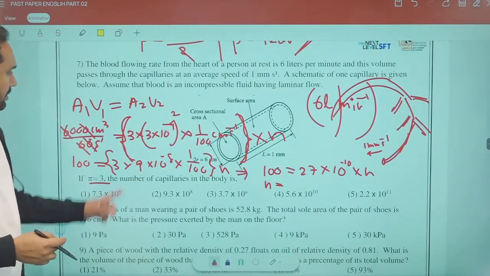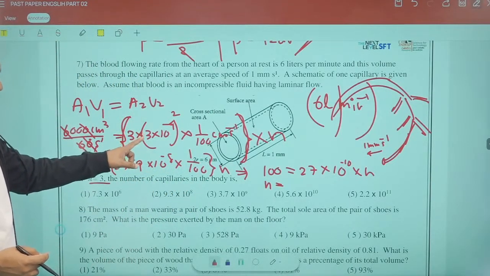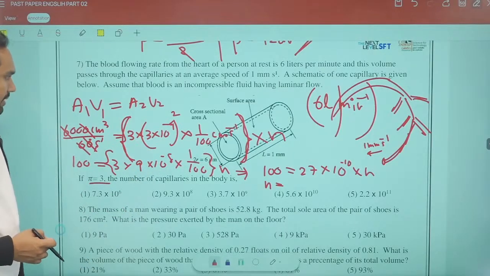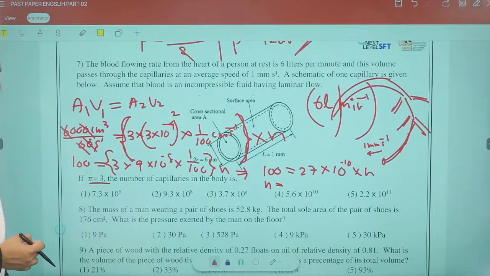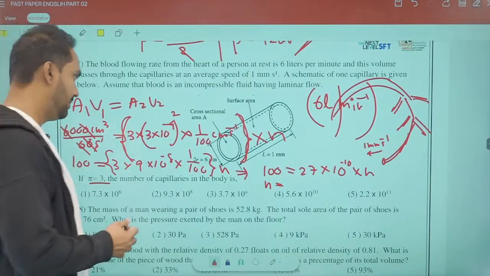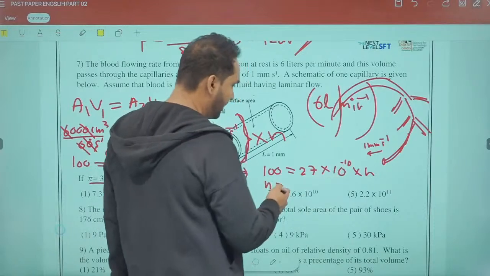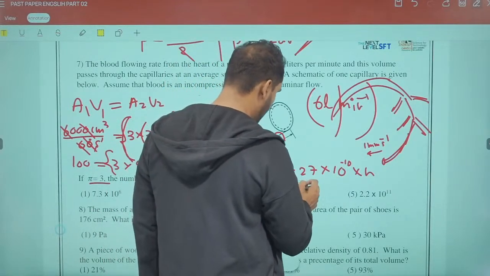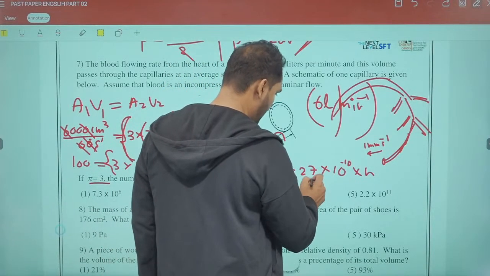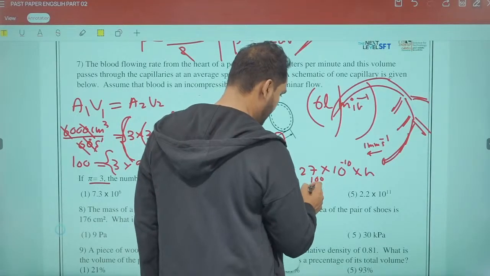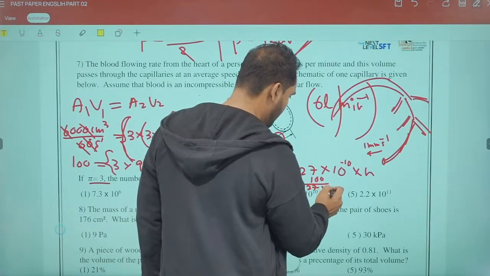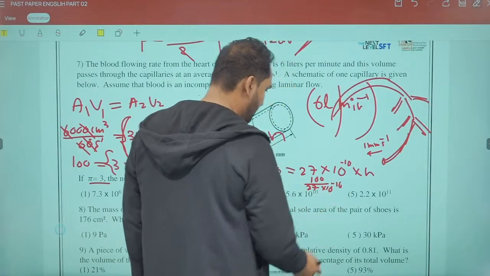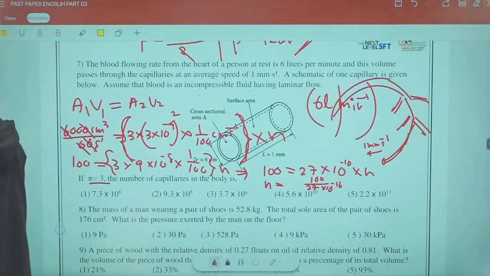Pi r square, right? 3, 9, okay. So anyways, if I take it to this side, n will be what? n equals 100 divided by 27 into 10 to the power minus 10. That will be 1 over 27. 1 divided by 27.